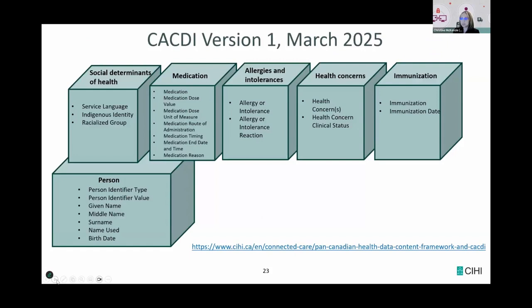So what I did not mention yet, and I feel like I should have mentioned much earlier within our slide deck, is that we did release version 1 of the CCDI in March of 2025, and this was following the extensive consultation that we did throughout 2024, including the open review. Within that version of the CCDI, these are the blocks and the data elements that were included as part of that release. And there's a link within the slide deck itself if you want to go and have a look at it.